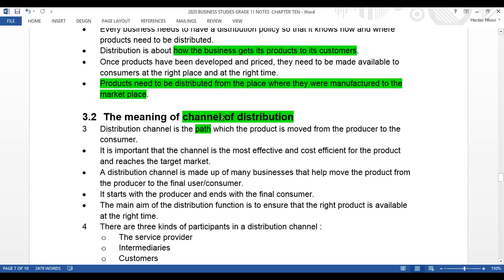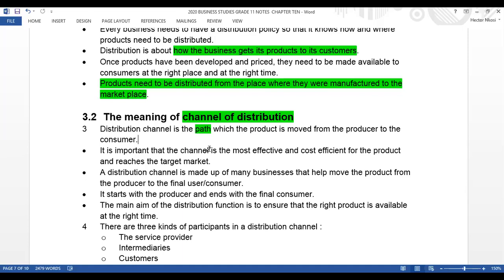So this is a path where the product is moved from the producer to the consumer or customer. It is important that the channel is the most effective and cost efficient for the product and reaches the target market, right? Remember that your distribution channel is the path. Are you distributing the products via an aeroplane? Are you distributing the products via a bakkie or a truck? Are you distributing your products via a ship, right? Like your shipping costs and stuff like that.